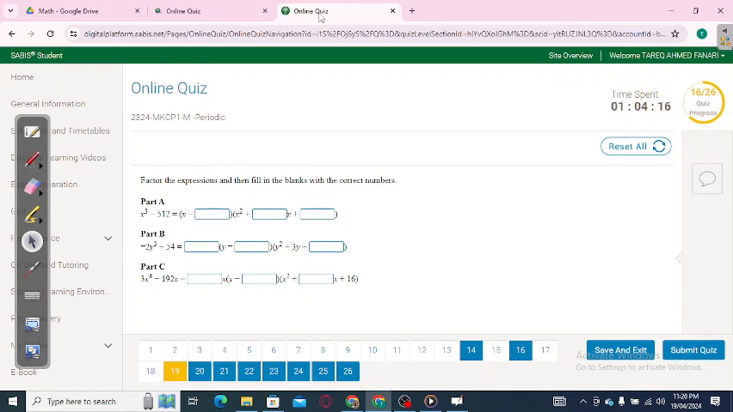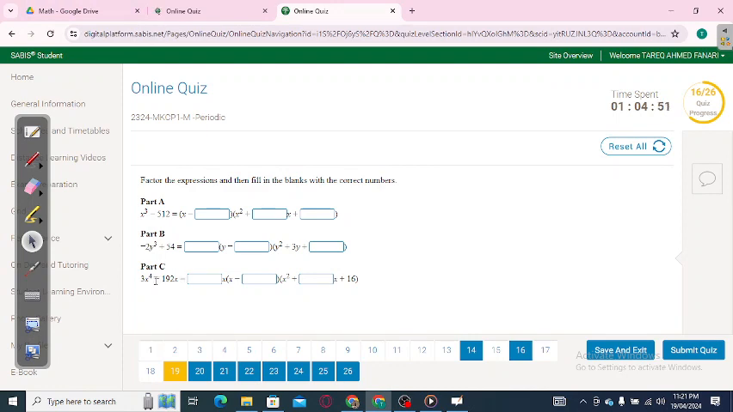So 1 cubed is 1, 2 cubed is 8, 3 cubed is 27, 4 cubed I believe is 64. Yeah, it is. 5 cubed is 125, 6 cubed is 216, and 7 cubed is 343. 8 cubed is 512, and 9 cubed is 729, and 10 cubed is 1000. You need to memorize at least the first 10. That's it. It's not that hard.